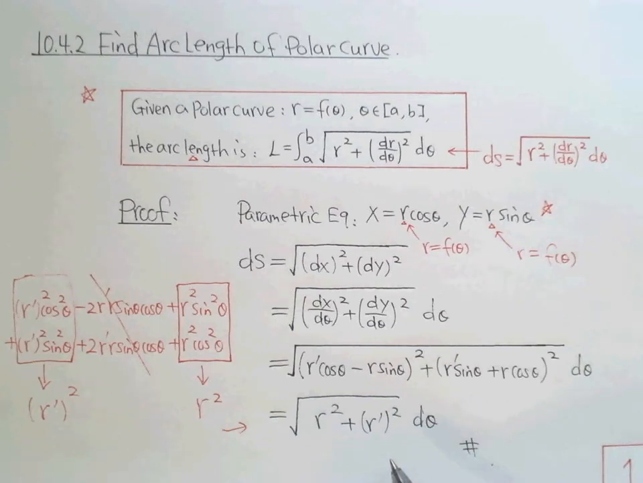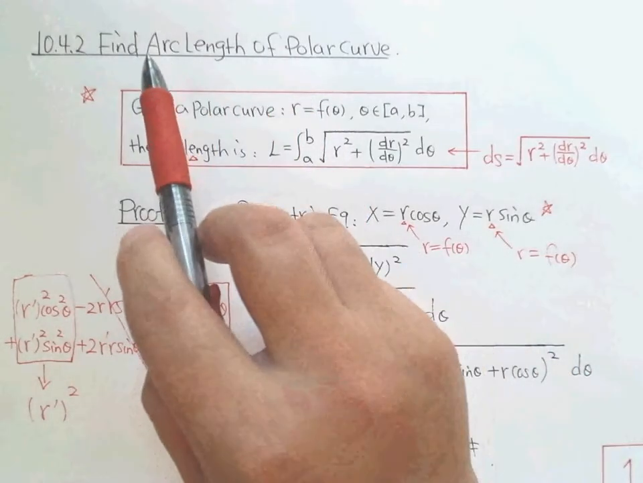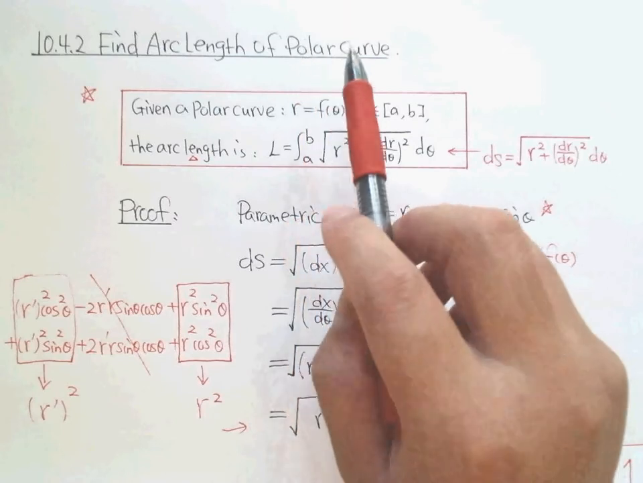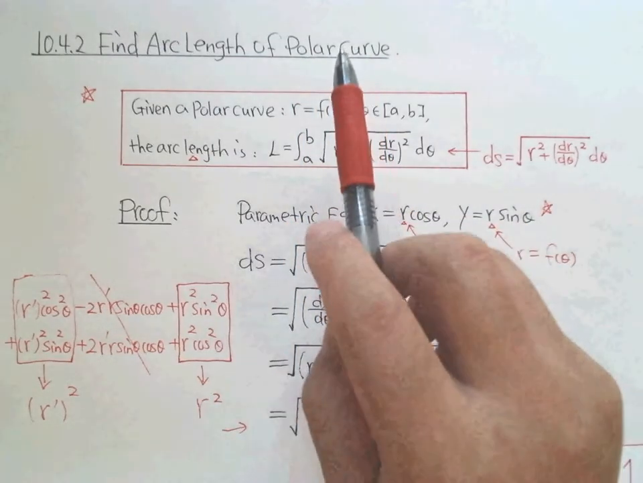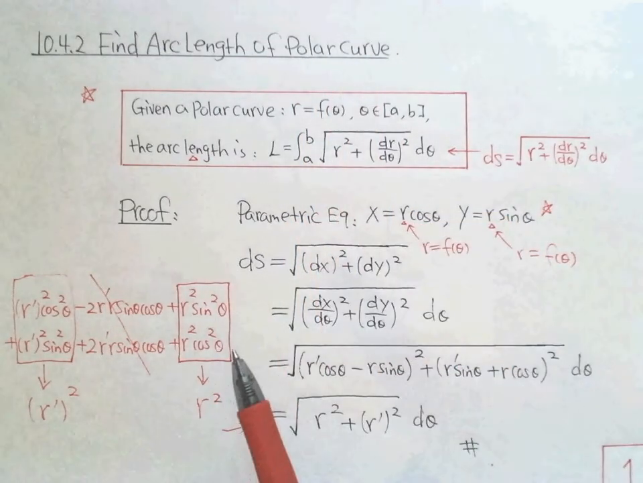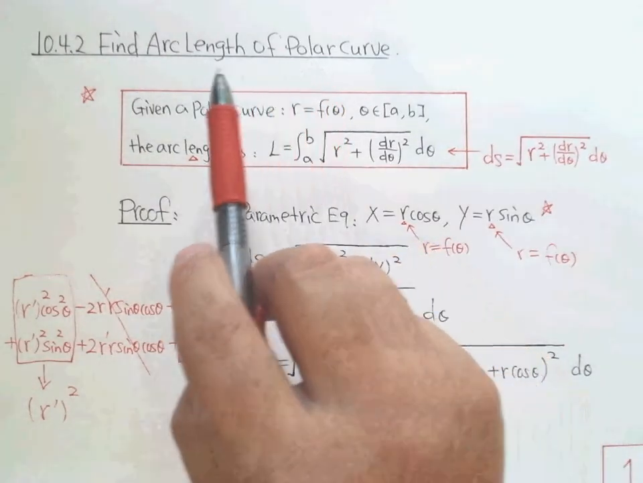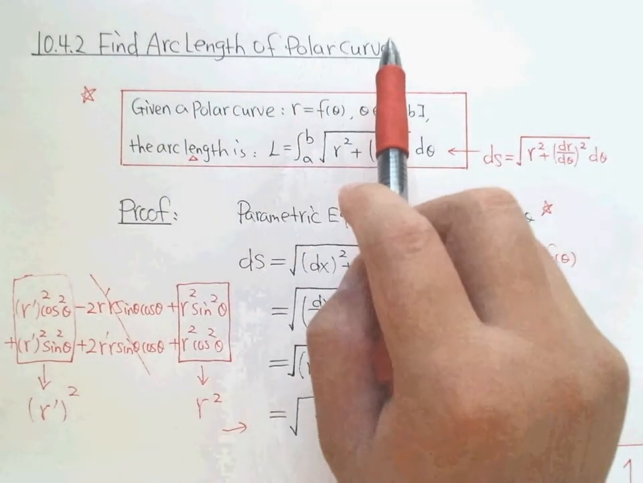In this lecture, we are going to find the arc length of a polar curve, and this is for the calculus of polar curves. Okay, so the last topic we did was the area bounded by the polar curve, right? So here is the arc length.